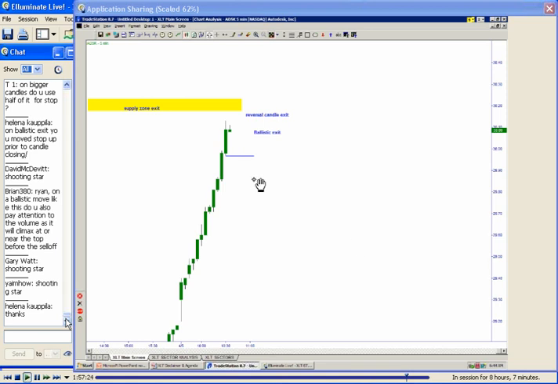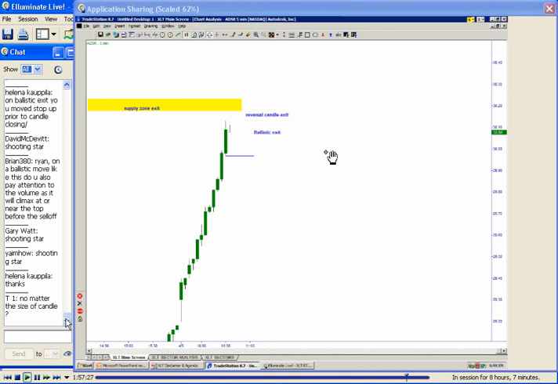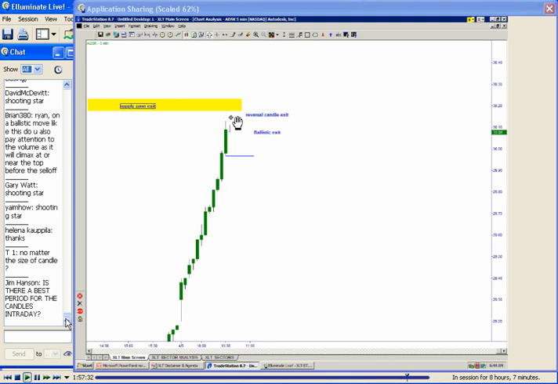Yeah, exactly, Gary, and yeah, shooting stars. So a shooting star, a narrow range body candlestick, anything of that nature in a supply zone is a very good way to actually get out.